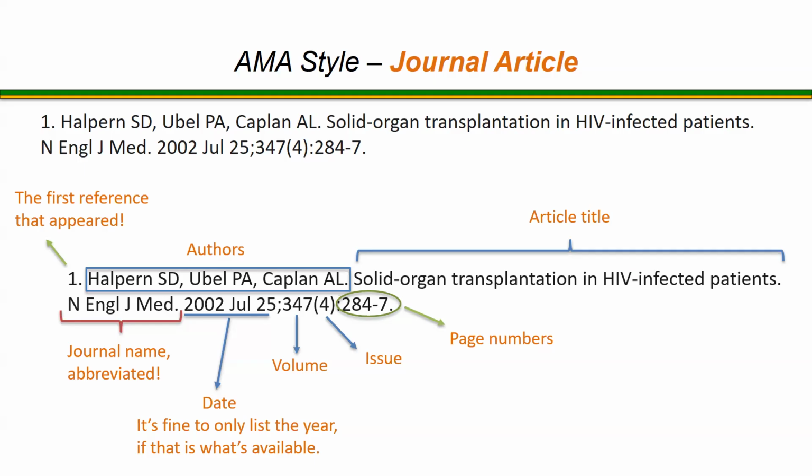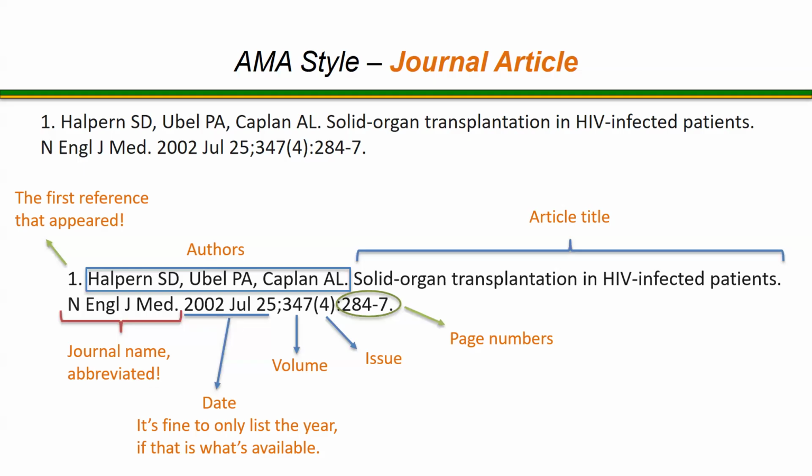Then you will include the article title. Then you'll include the journal name. This is from the New England Journal of Medicine, and it is abbreviated, very important. The next component is the date. It is perfectly fine to only list the year if that is only what is available. Then we have the volume and issue number, and finally, the page numbers. Also very important, note the punctuation, the commas, the periods, semicolons, brackets, colons, and it also ends with a period.